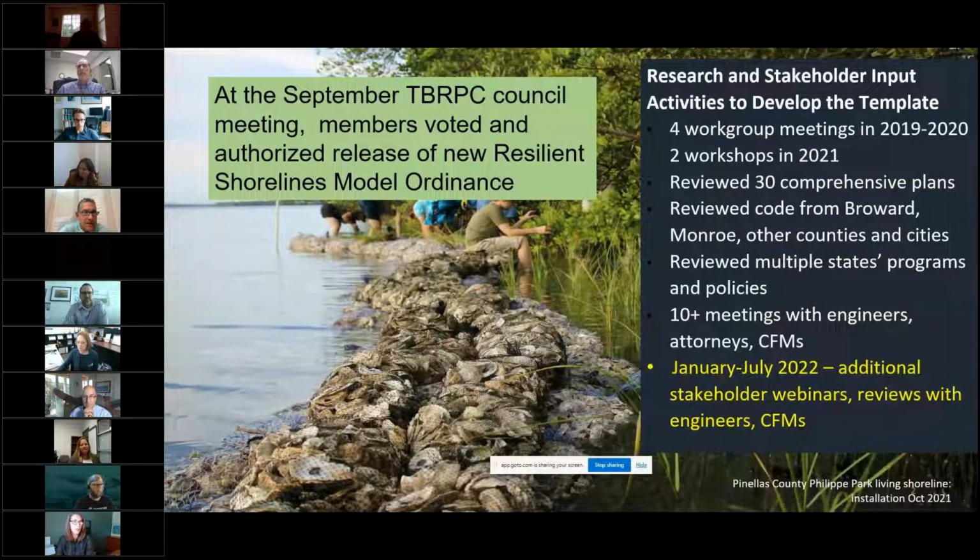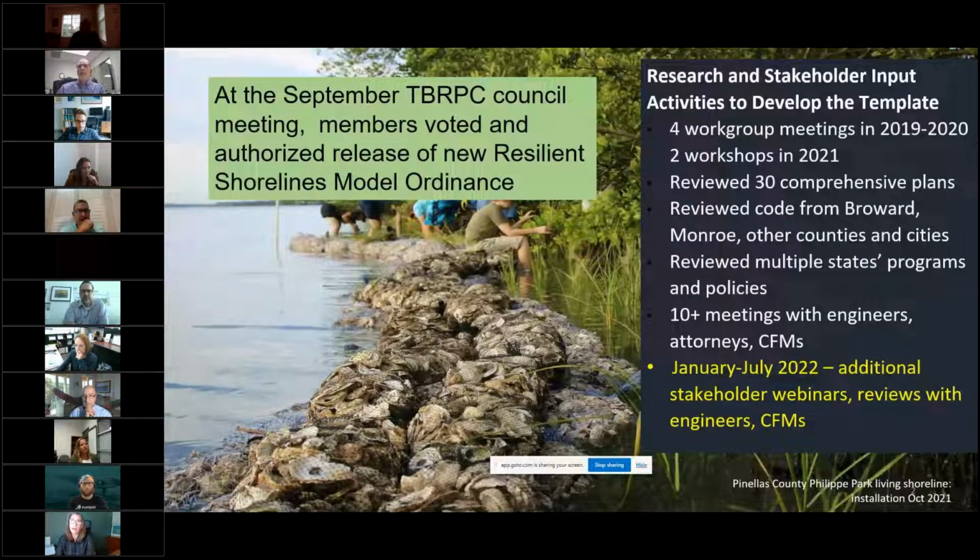And so we began working on this to include a variety of engineers, experts. We looked at model ordinances from other states, other cities, other counties. And then we got a grant from the FDEP, and we were able to hire Aaron Deedy, who's really an expert in land use policy and environmental. We talked with a lot of folks. And then over time, this working group met. And so just at the September council meeting, the members voted and authorized us to release this. And now we're sharing the information of this document.